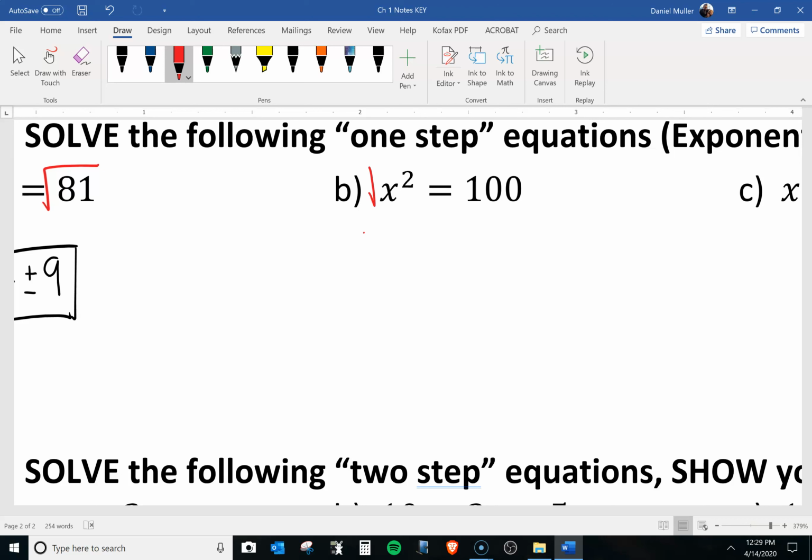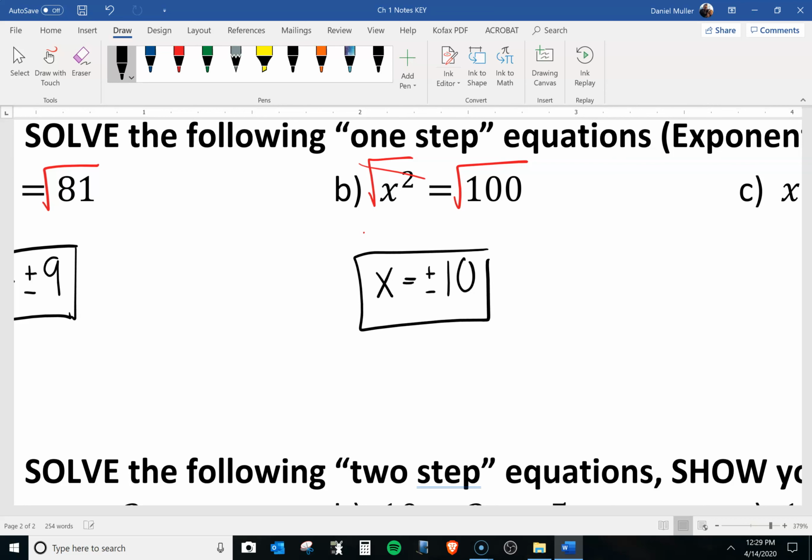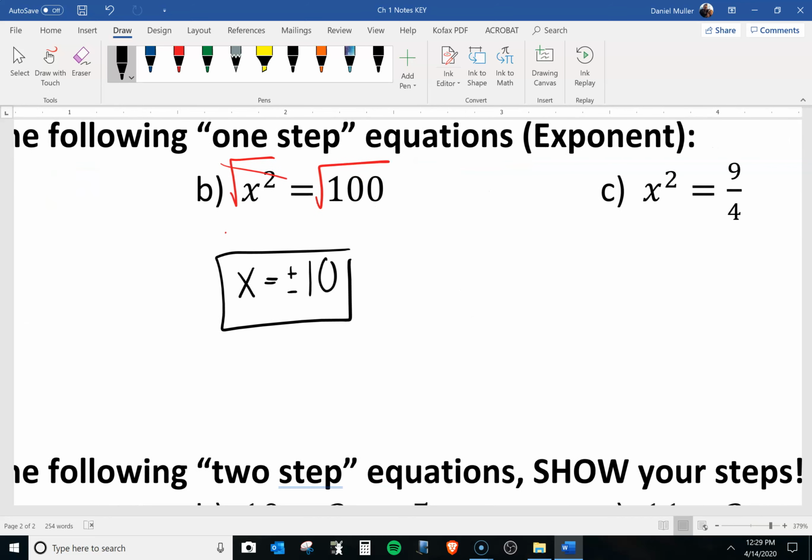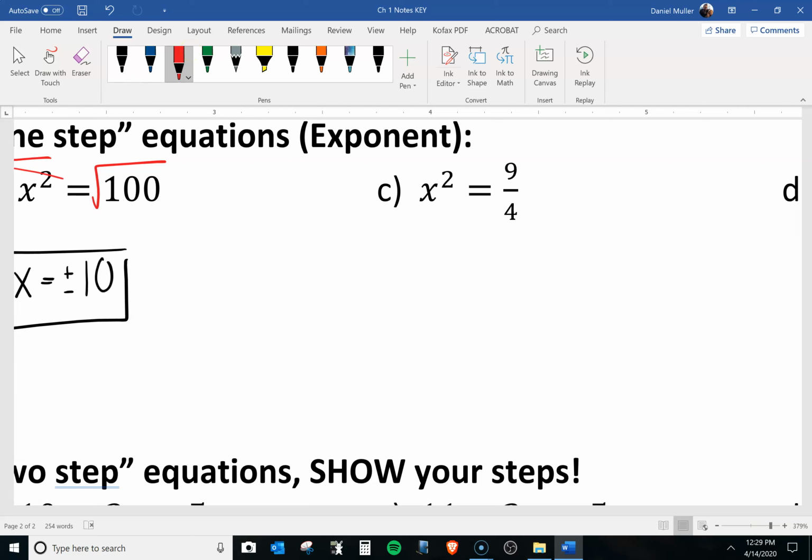To get the x alone, I will square root both sides. Those will cancel, and I'm left with x is equal to the square root of 100, which is 10. And then just remember that you have to put the plus or minus because it could be plus 10 or it could be minus. Again, whenever you square root to cancel out a squared, it will give you a plus or minus. Again, here I need to get rid of an x squared, so I will square root both sides. Now this is a fraction, and so it looks kind of strange. However, the square root of 9 is 3, and the square root of 4 is 2. And then don't forget the plus or minus.